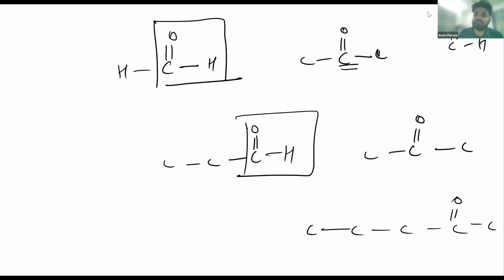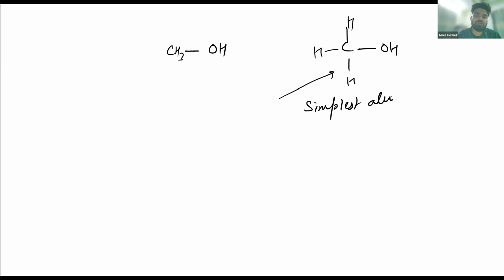Okay. Next. Here you need to keep in mind that the next one is alcohol. Alcohol is a functional group which does not have any carbon. So for making the simplest alcohol, you need to add at least one carbon chain to it. This is CH3, one carbon chain. So this is the simplest alcohol. Or you can make it like this. At least one carbon chain should be added to the alcohol group to become the simplest alcohol. Okay, got it?